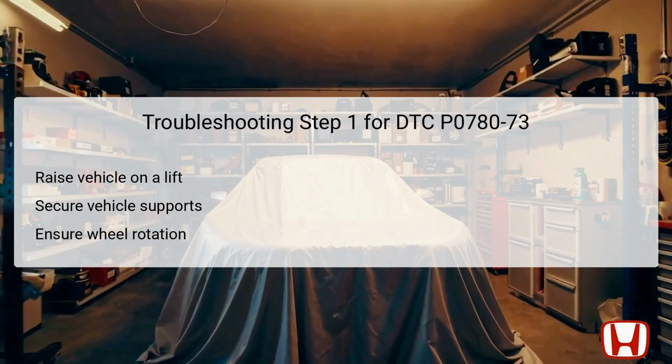The first step in troubleshooting DTC P0780-73 requires raising the vehicle on a lift, ensuring it is securely supported. This safety measure is crucial as it allows for easy access to the undercarriage and transmission components. Once elevated, it is important to allow all four wheels to rotate freely to facilitate the upcoming diagnostic tests effectively.